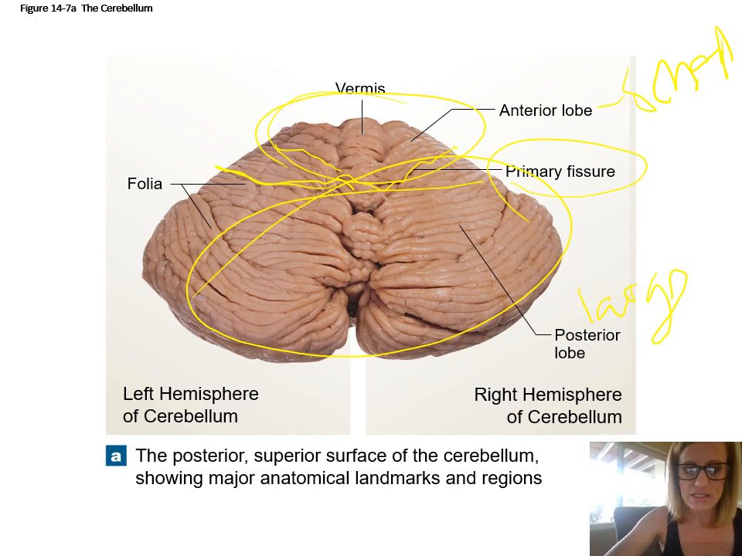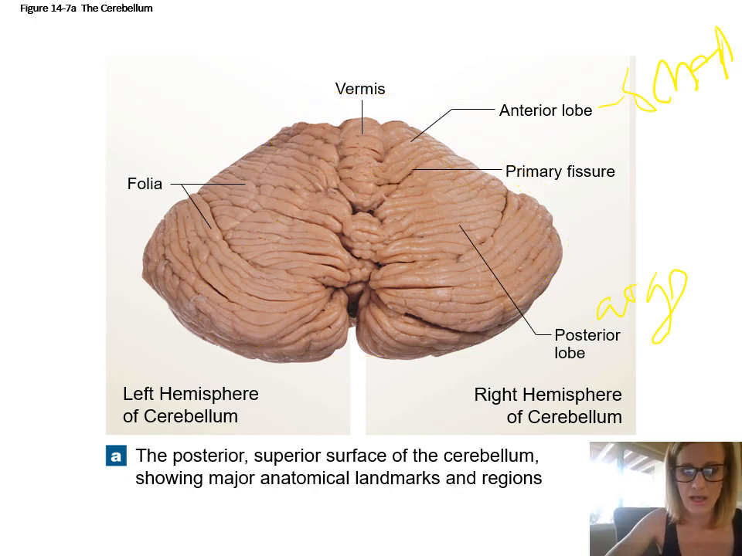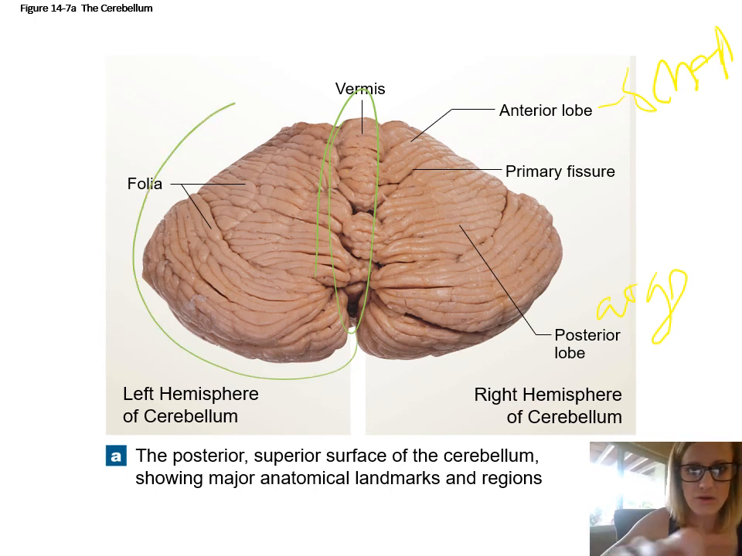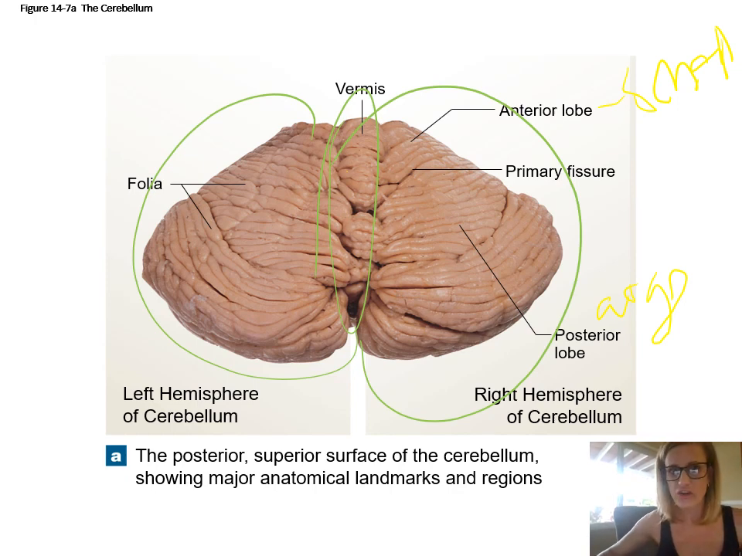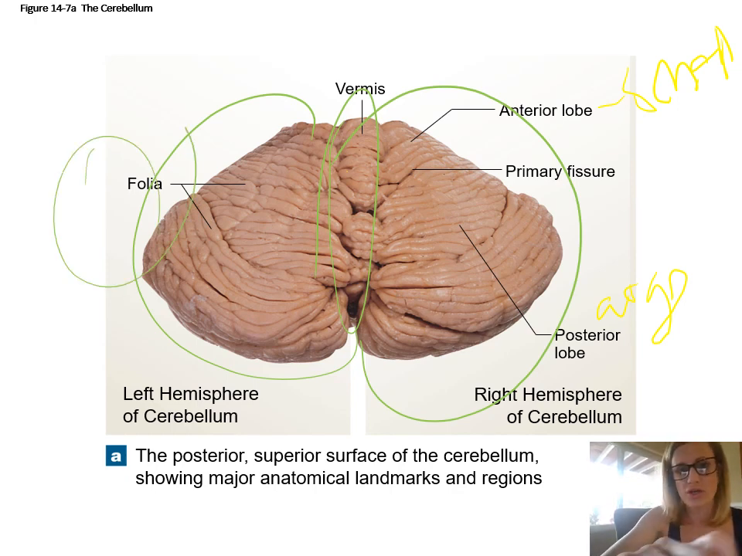The vermis is easier to make out. This would be the vermis right here, connecting the two hemispheres, the left hemisphere, right, and the right hemisphere on the right. And of course, the folds are folia.